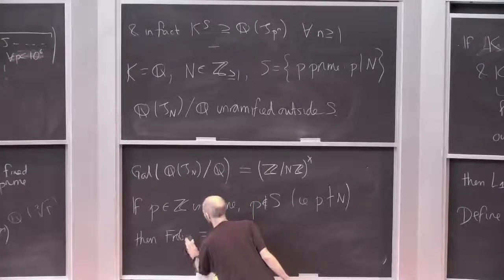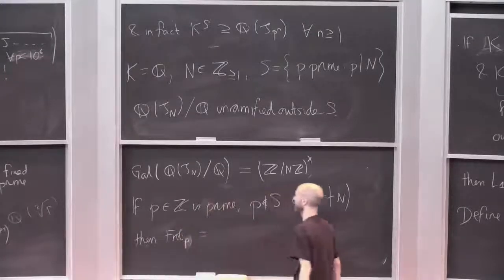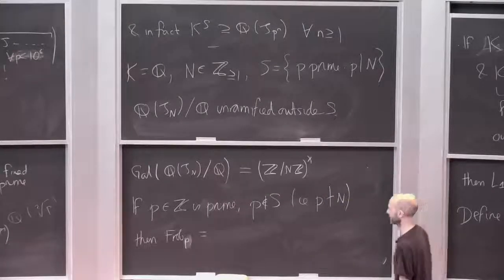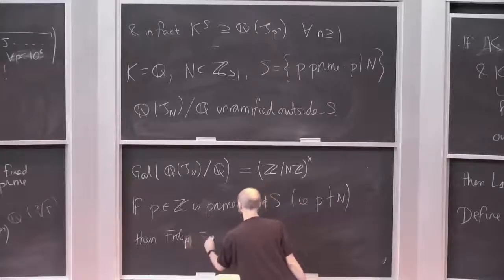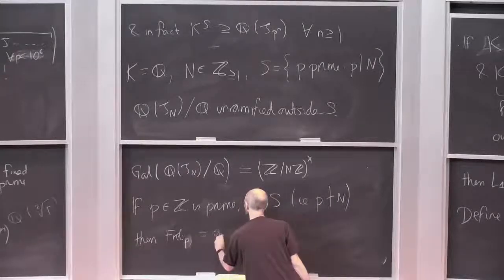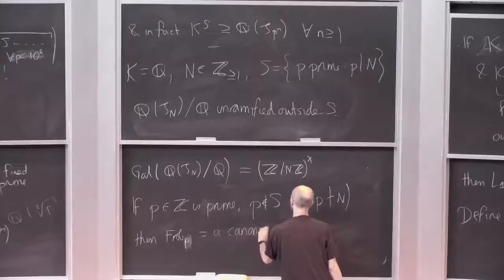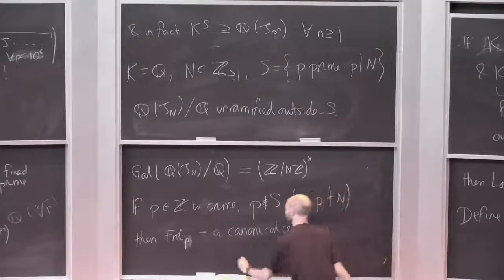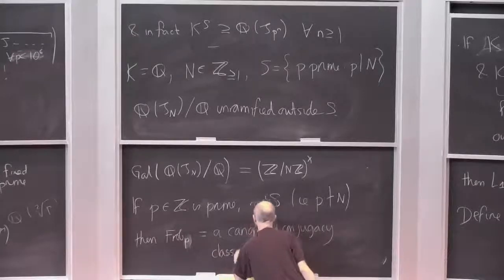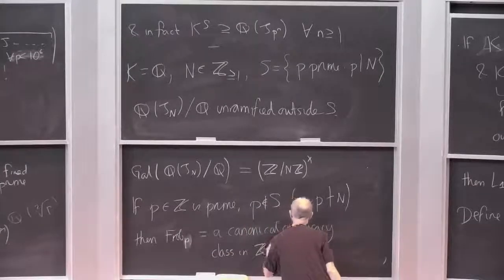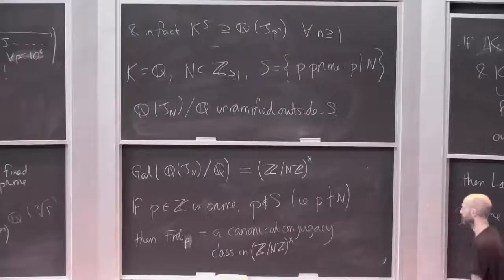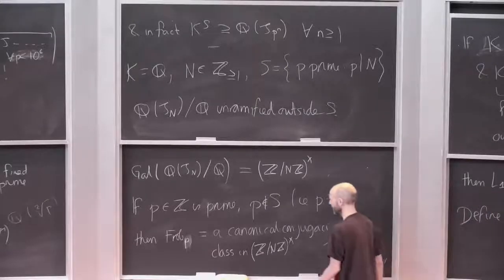This is just now a prime number. That's not supposed to be a capital P, that's supposed to be a curly p downstairs. That's going to be a conjugacy class, a canonical conjugacy class in the abelian group (Z/nZ)*. So conjugacy class is just a fancy way of saying element, right? A canonical conjugacy class in (Z/nZ)*.